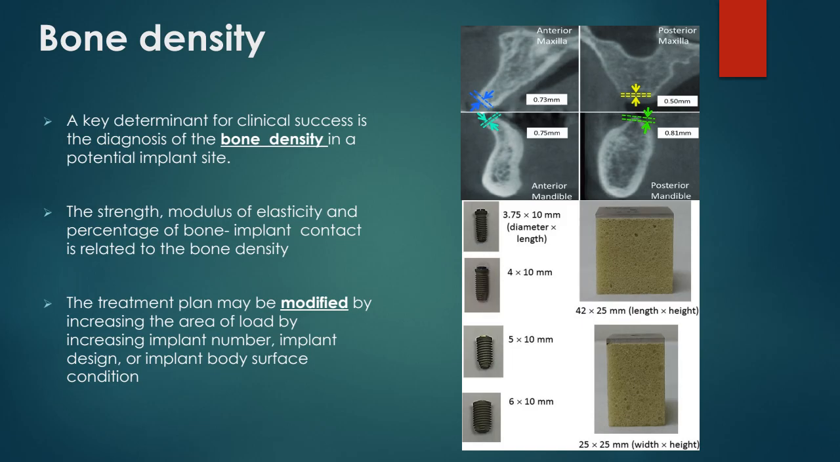So if you have dense bone, we can use thin implants. If we have unmineralized soft kind of bone, we can increase the width. Look here, the implant is 3.75. Okay, we can go up to 6 mm.